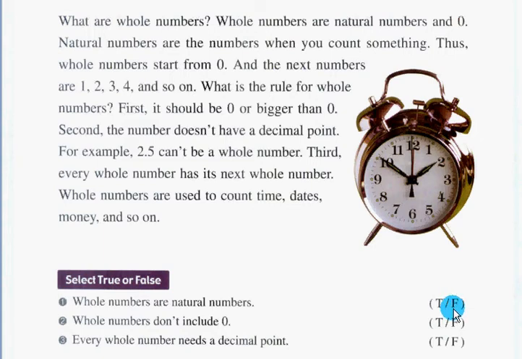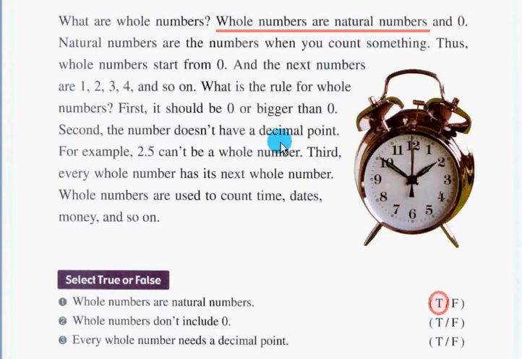So let's start now on number 1. Whole numbers are natural numbers. Is it true or false? The answer is true. So let's see why this is the answer. Here is our proof. Whole numbers are natural numbers.